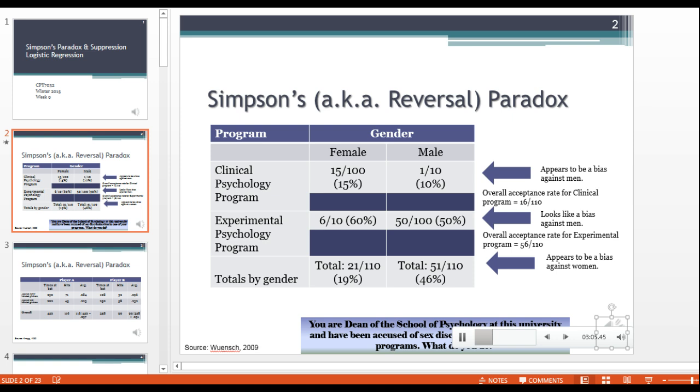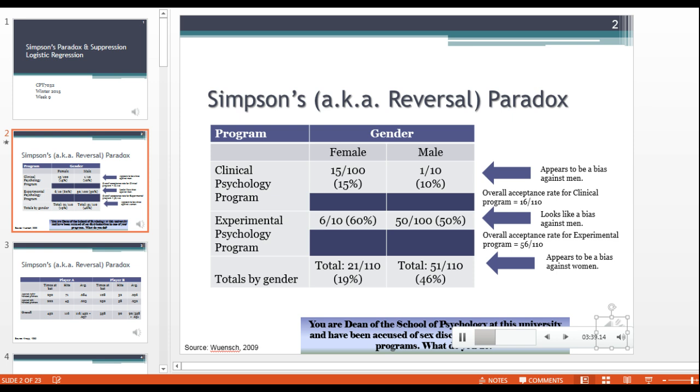So this is called the reversal paradox because we can see that even though within program it looks like males are the ones who are discriminated against in the selection process, when we look across the programs, this reverses. And so if we were the dean of the School of Psychology, how would we resolve this issue and really understand if there's any discrimination that is occurring? Well, the secret lies in understanding the selection rate for each program. So let's look at that.